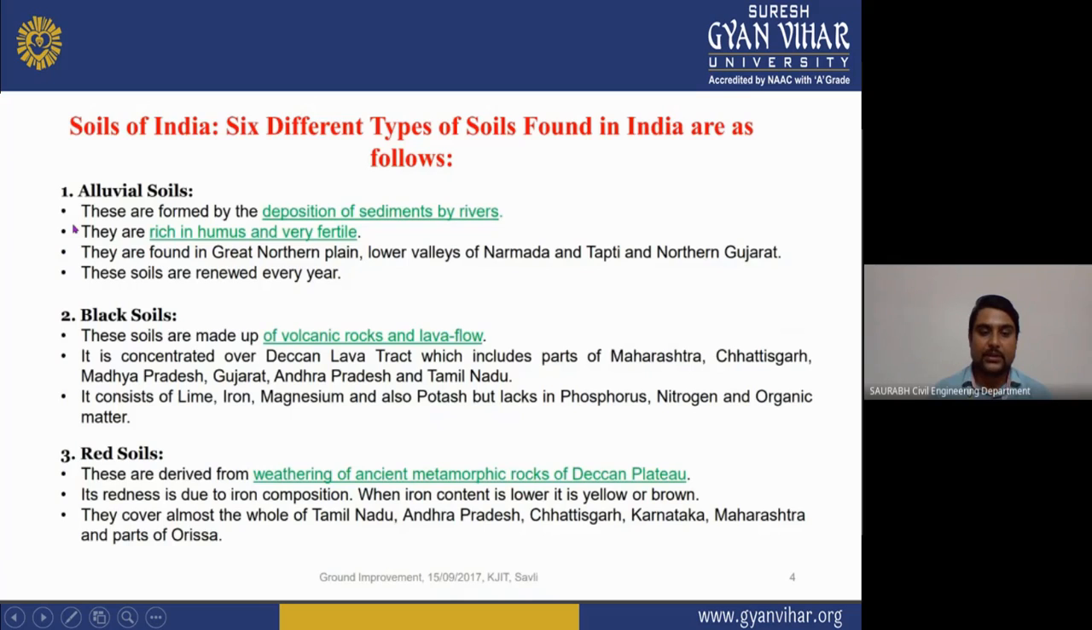And come to the red soil. Red soil is derived from the weathering of ancient metamorphic rock of the Deccan Plateau. So these are the types of soil which are very important and you should know about them.